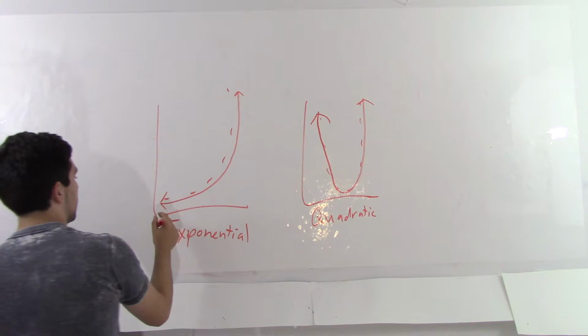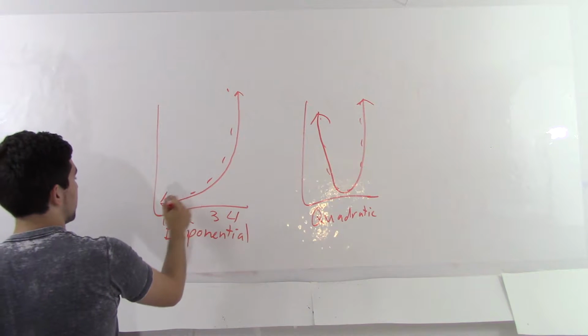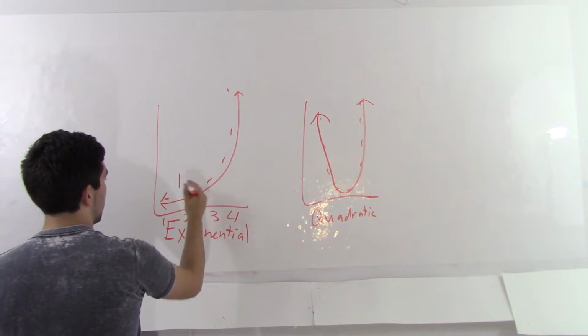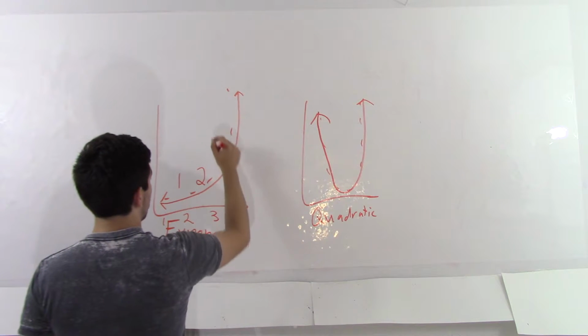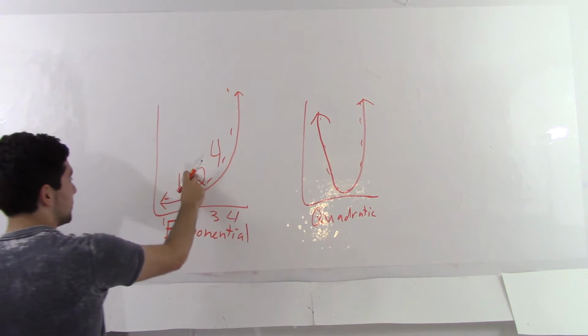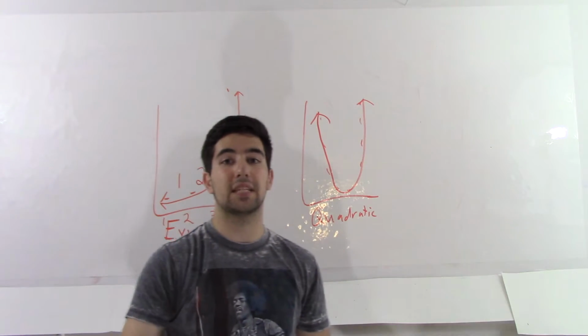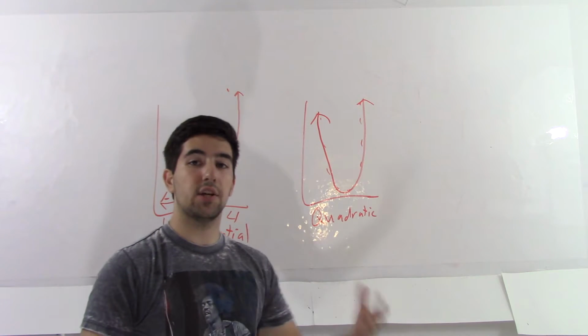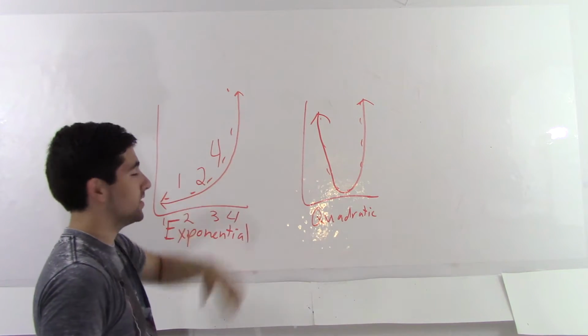So, if we have 1, 2, 3, 4, this point when you increase from 1 to 2, it's going up 1. When you increase from 2 to 3, it's going up 2. But when you go from 3 to 4, it's going up 4. So here it increases by 1, here it increases by 2. This would be shown for something like interest. That the more money you have in the bank, it's going to grow at a much bigger rate. That's what this would be used for.